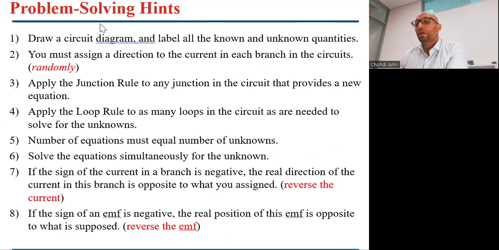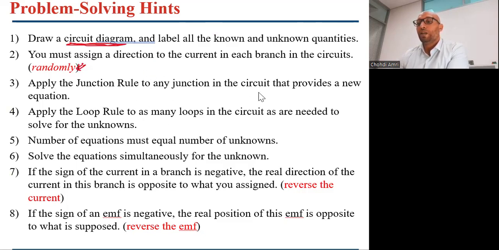Now, how to solve problems based on Kirchhoff's rule? At first, we have to draw the circuit diagram, and this is the most important point in solving these kinds of questions. And label all the known and the unknown quantities. You must assign a direction to the current in each branch in the circuit. And this direction will be assigned randomly, whether it's clockwise or counterclockwise, okay?